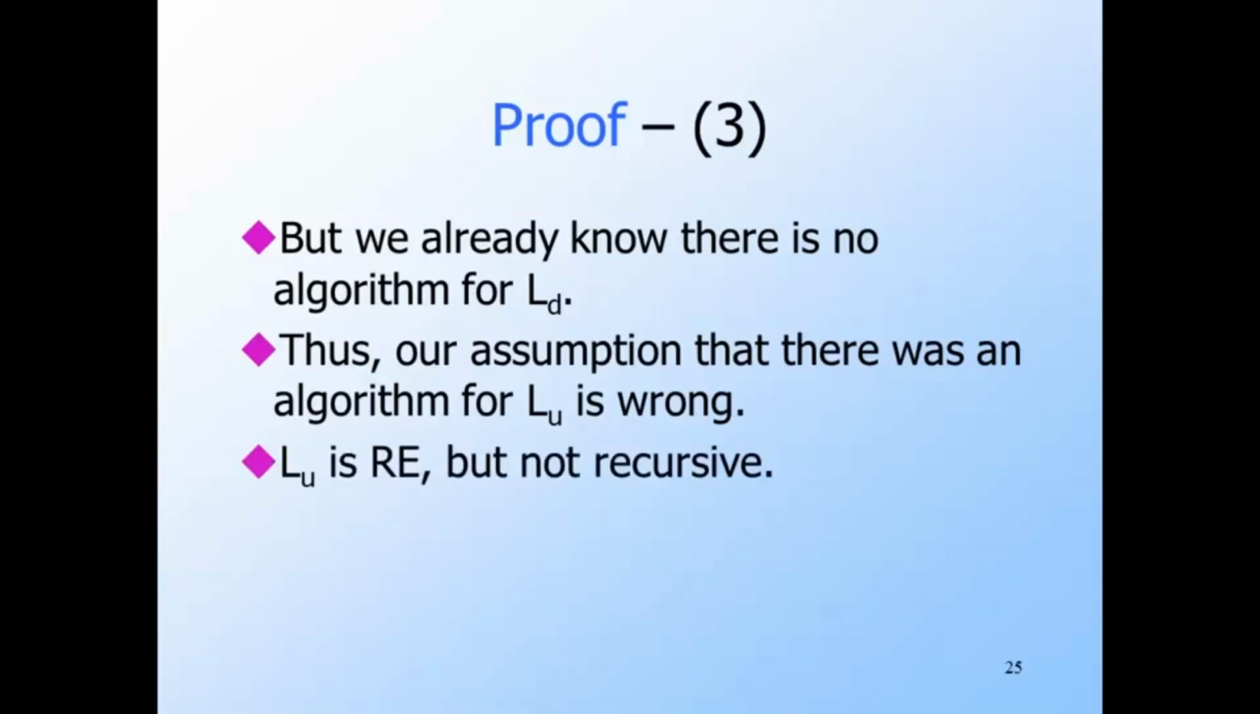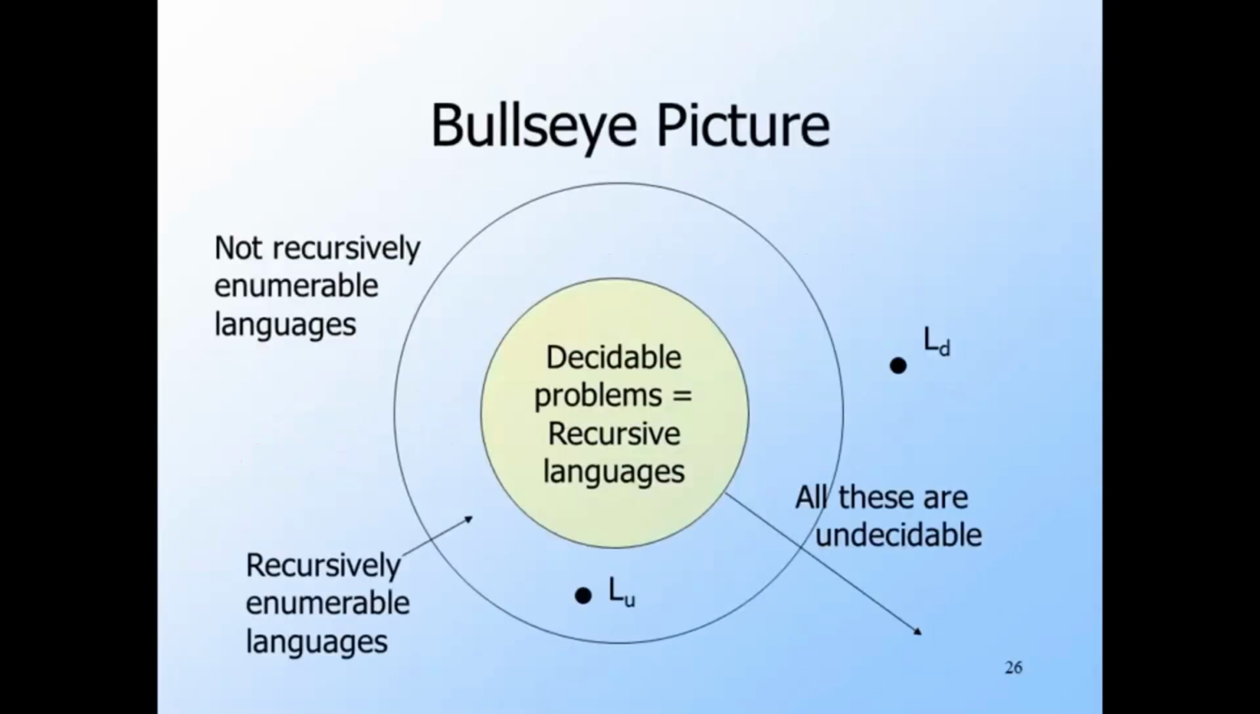Put these facts together and we conclude that L sub u is really recursively enumerable but not recursive. So here is our improved version of the universe of languages. We still have the decidable problems, or equivalently recursive languages, in the center. Outside, there are two kinds of undecidable problems. The second ring is the languages that are recursively enumerable but not recursive. We now have a concrete example of such a problem, L sub u, the universal Turing machine language. And beyond that is the not recursively enumerable languages, of which we have one concrete example, L sub d.